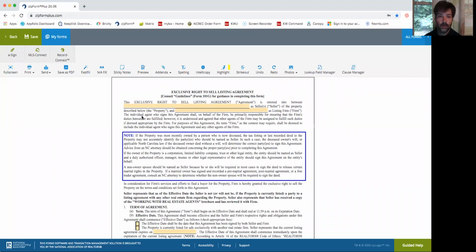So I am in Zip Forms. If you're not familiar, this is the Zip Forms platform. It's free to you as a realtor member. As part of your dues that you get this software and forms.